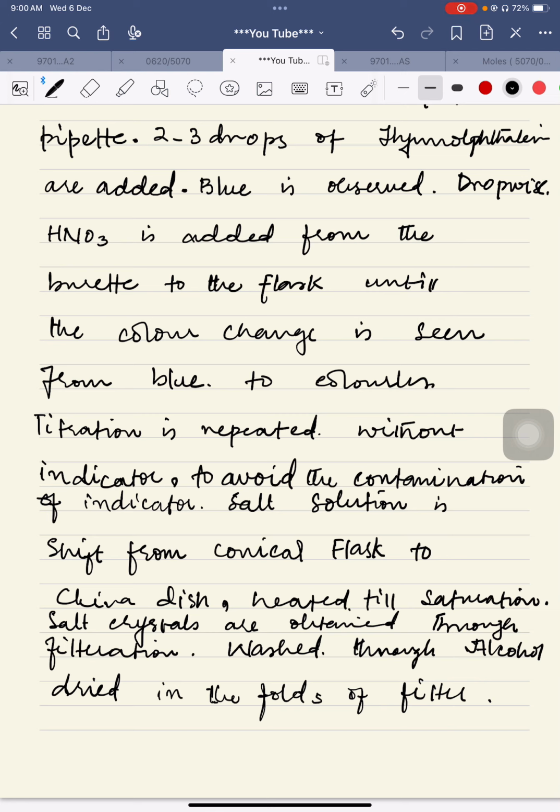Now I am taking you to the next method. Before moving to the next method, I would like to inform you all very clearly that the indicator is used in titration only. Okay, indicator is used in titration only. Indicator is not used in excessive reagent method. Indicator is not used in ionic precipitation as well. So please keep this in your mind, that you are not going to use indicator in any other method.